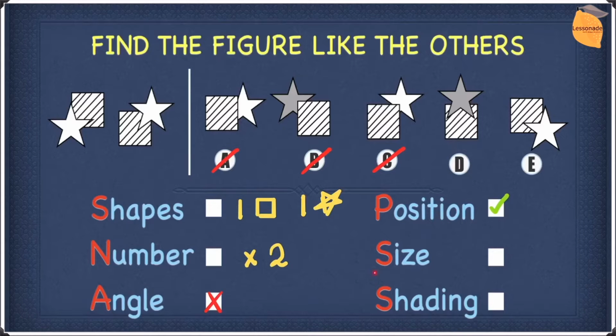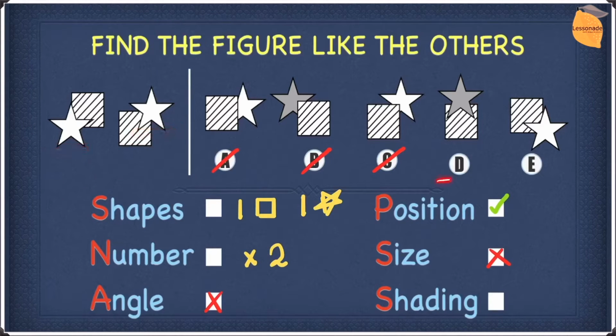Let's move on to size. In terms of size, they're all the same sizes, so it doesn't really work either, so we can cross off the size. So let's move on to our final option, which is shading. In terms of shading, if you look at the square, it has a diagonal pattern, so it's hatched and has a diagonal pattern. So in terms of the star, it is blank.